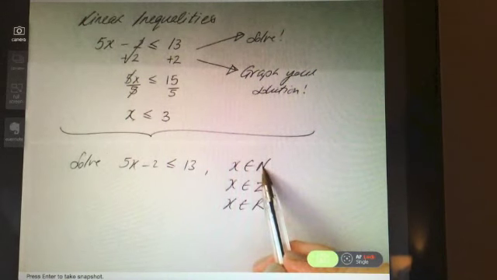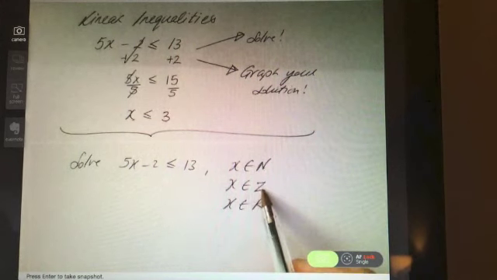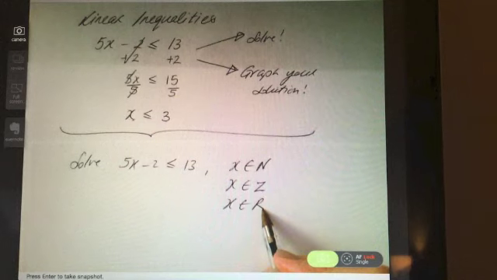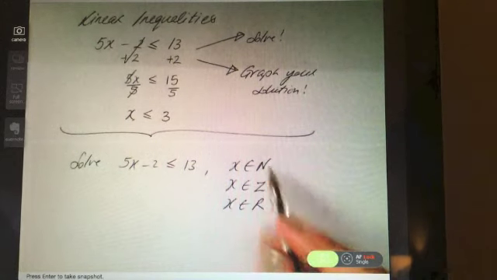N is telling you that the answer is an element of the natural numbers. Z is telling you that the answer is an element of the integers, and R is telling you that the answer is an element of the real numbers. Okay, so what are the differences between these?